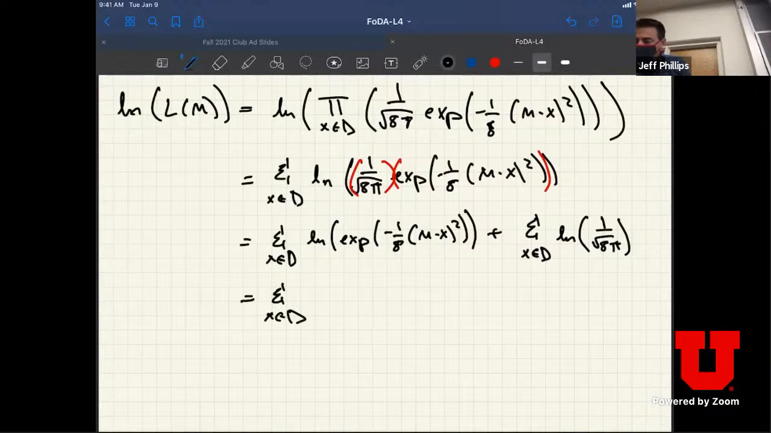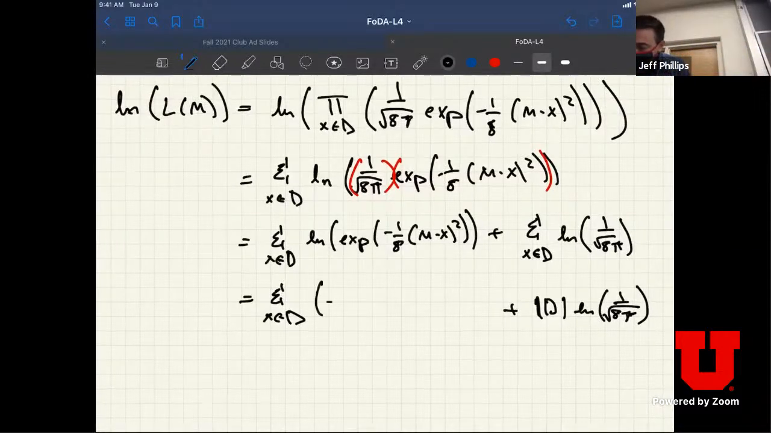Okay, so let me first simplify the second part. Each of the terms in the sum is the same, so I can just count how many terms I have, which is natural log of 1 over 8 pi. Great, so that's that in 2 steps. What's more important here is that in this first step, the natural log of e to the negative something, these cancel also. That's why I chose the natural log.